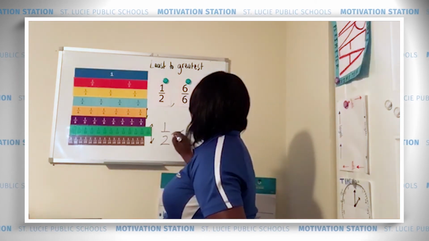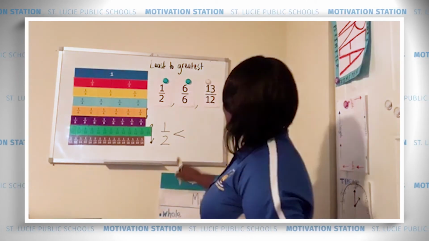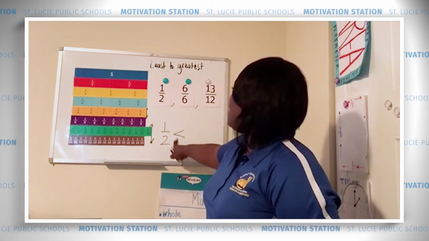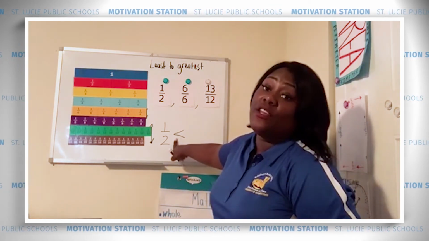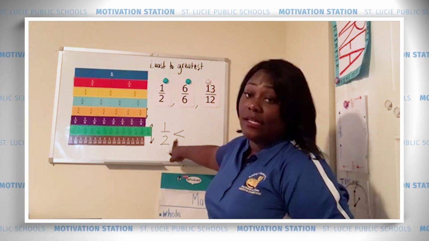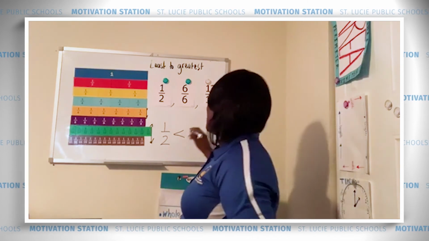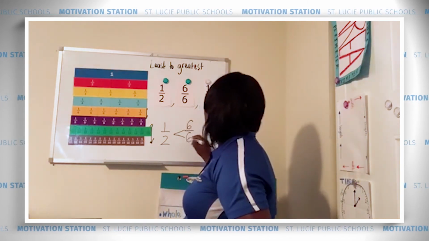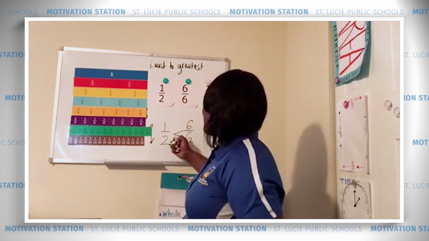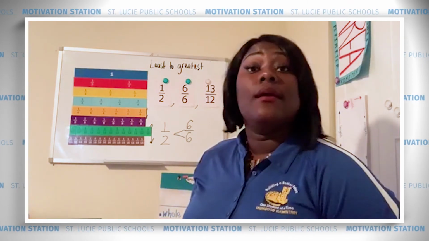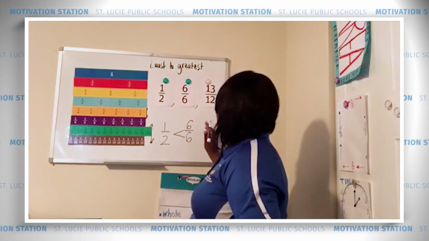I'd start with half, and I note that half is less than. Look at the less than symbol. The gator's mouth is facing away from the half because he knows the next fraction is going to be larger than the half. Therefore, the half is less than this fraction. 1/2 is less than 6/6. Is that true? Yes, it is.